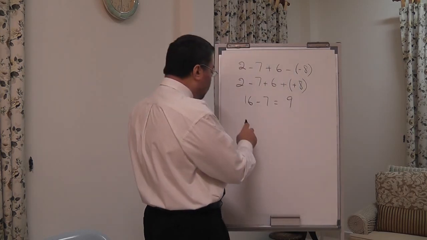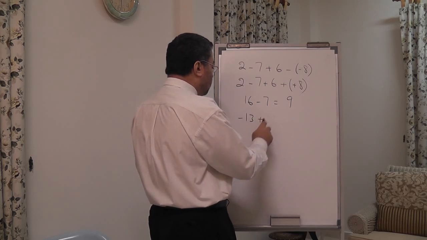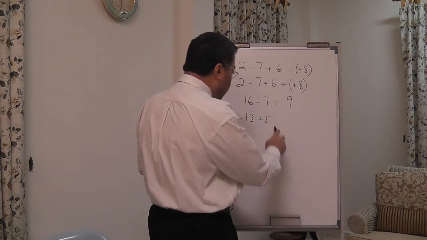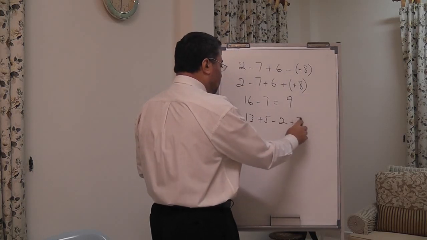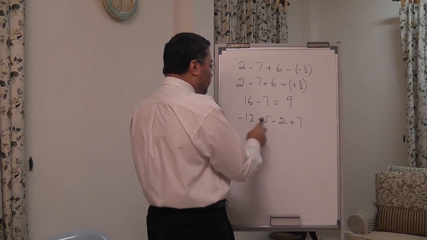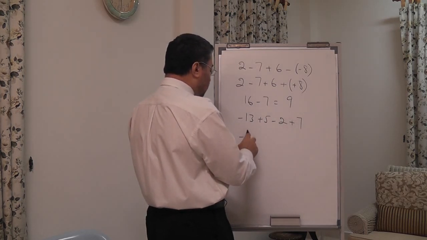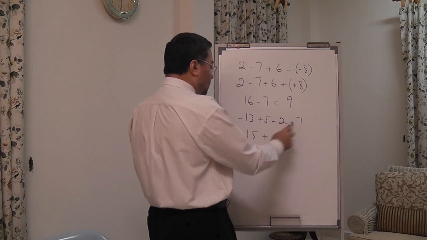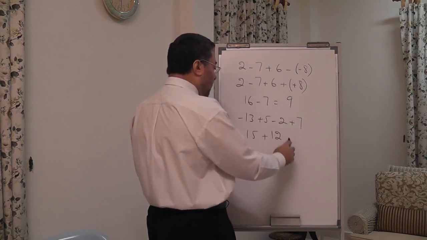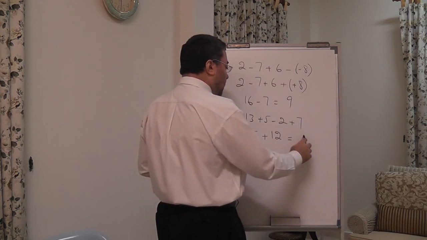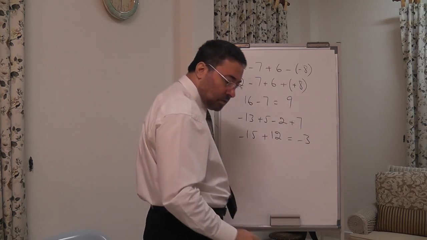Number 49, minus 13 plus 5, minus 2 plus 7. We add the negatives and the positive together. Minus 2 and minus 13 is minus 15, and the positives plus 12. And here we have a negative and a positive. We get the difference and the sign of the larger. Minus 3.